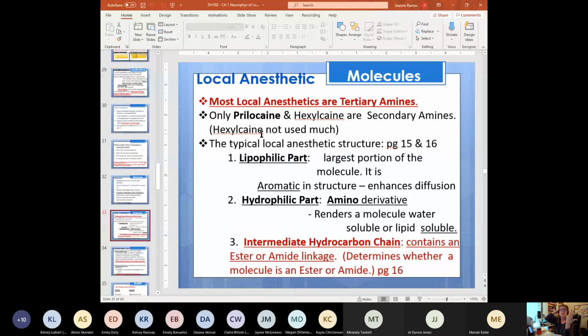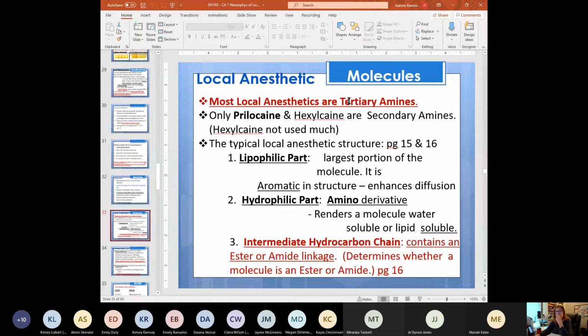I don't even know what it is. I never hear about it. It's just saying there's another one. Prilocaine, we do know about. In order to make it a secondary amine, the chemical structure is just a little bit different. But everything but prilocaine and hexylcaine are all tertiary amines. These are secondary. I've seen questions about that. That's why it's in red.